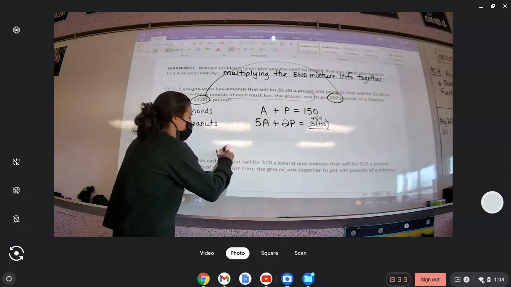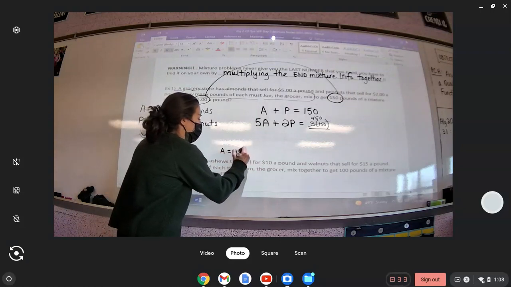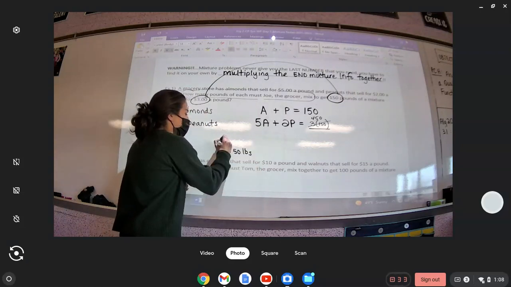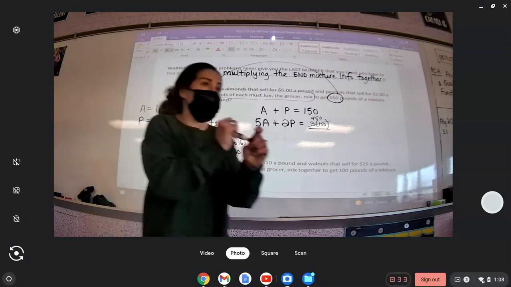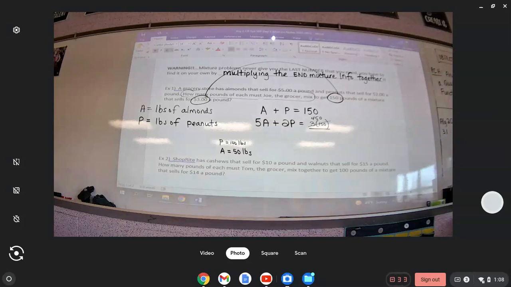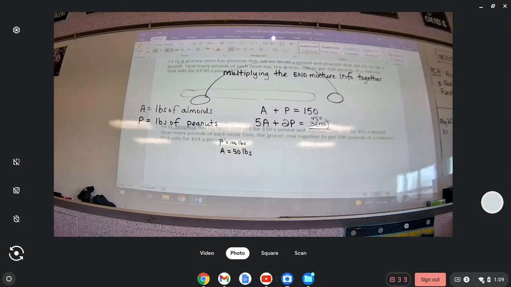If you solve it, you should find out that there needed to be 50 pounds of almonds and 100 pounds of peanuts, if you have any interest in trying it on your own later, okay? All right, let's try it again.